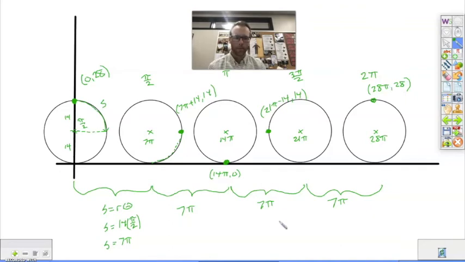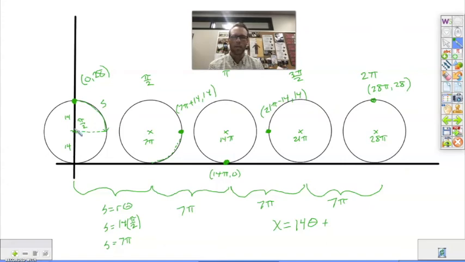Well, it seems that we have our multiples of 7 pi. And how did we get those multiples of 7 pi? We took r times theta. So the x-coordinate is always going to be the radius, 14, times theta. Now it ended up being multiples of 7 pi because I went by rotations of pi over 2. If we did different rotations, it would be different. But our arc length that it's traveled is just r theta. So that's 14 theta. But then we have to add on or subtract on something.